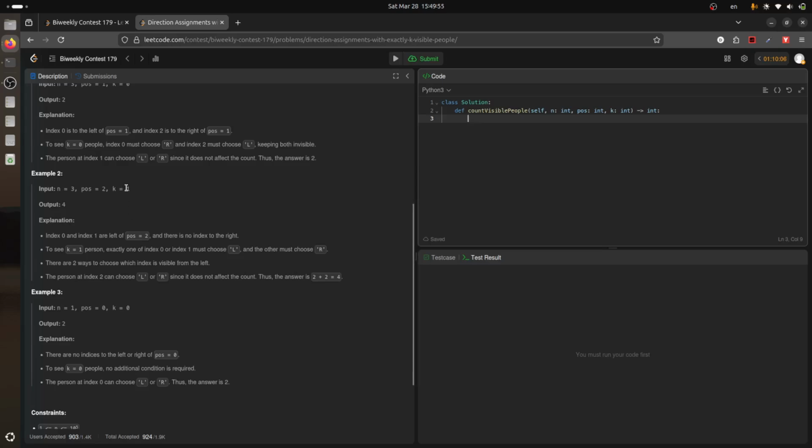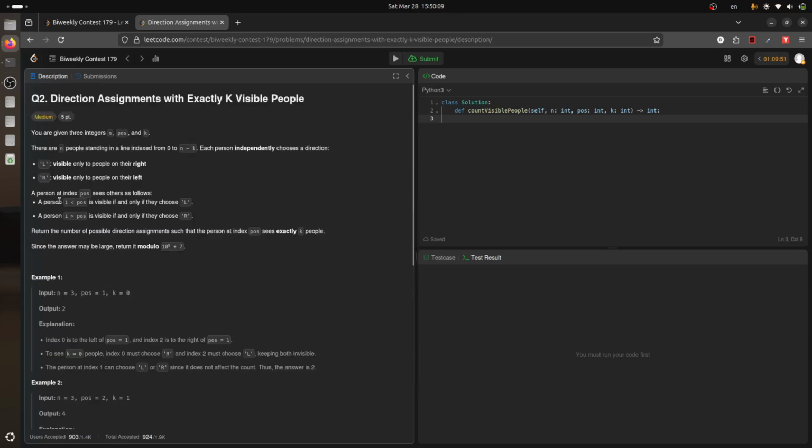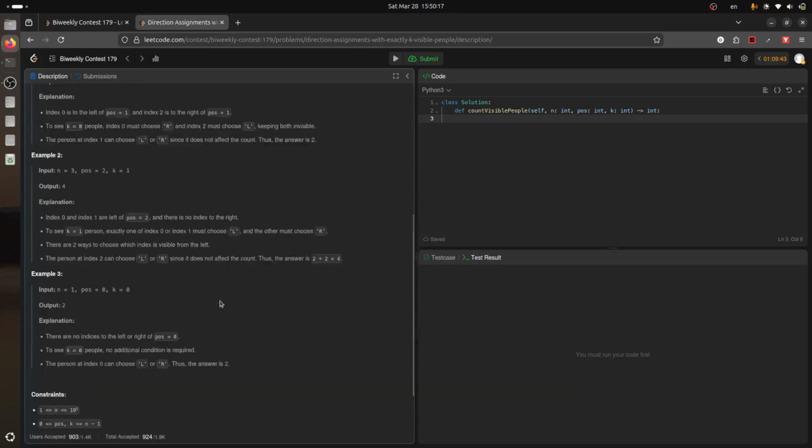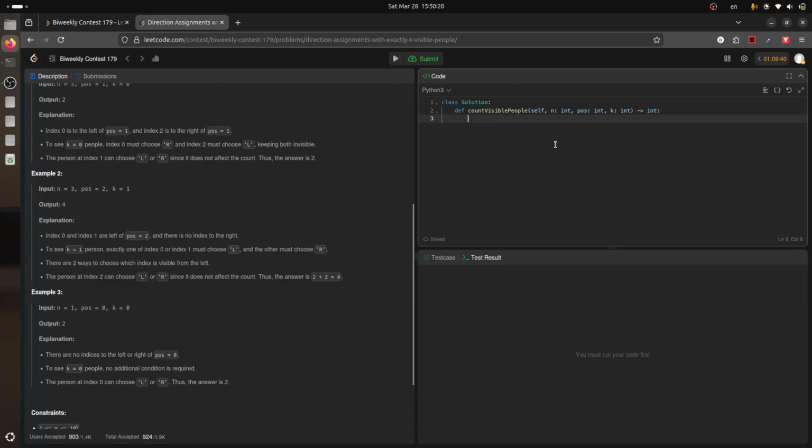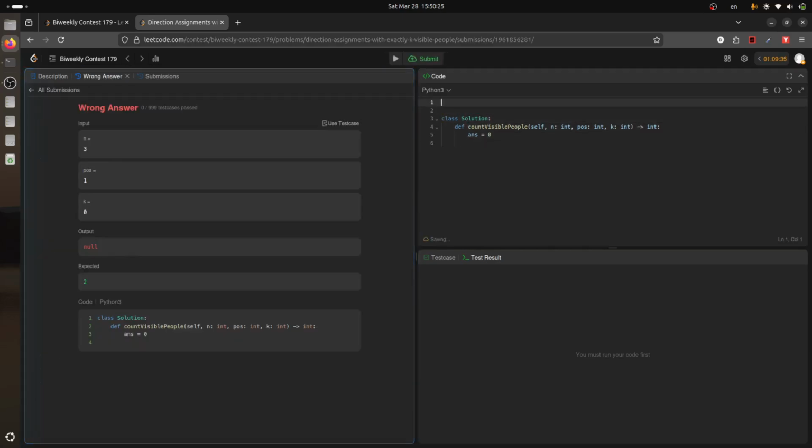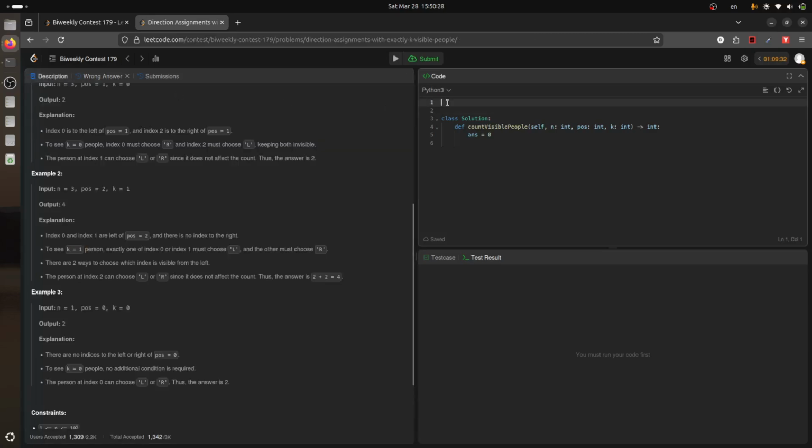We do it like this. So if we are at pos, there is pos people to the left of us, and wait, so the person at pos sees a person if they choose L. Okay, so basically we try. Okay, so ans is this. Oh no, I submitted it. Oh my days, that's so stupid. Okay, mod 10 to the 9 plus 7. Okay, I lost a 5-minute penalty, whatever.